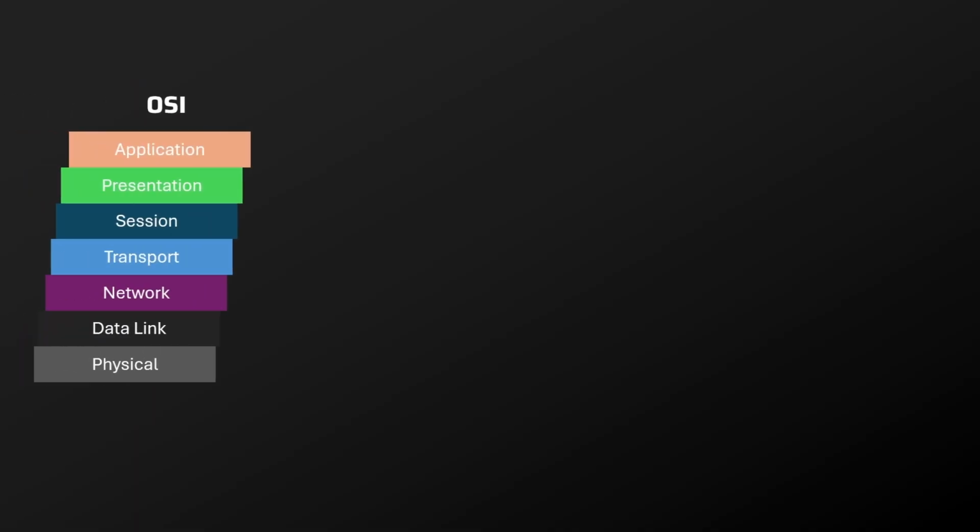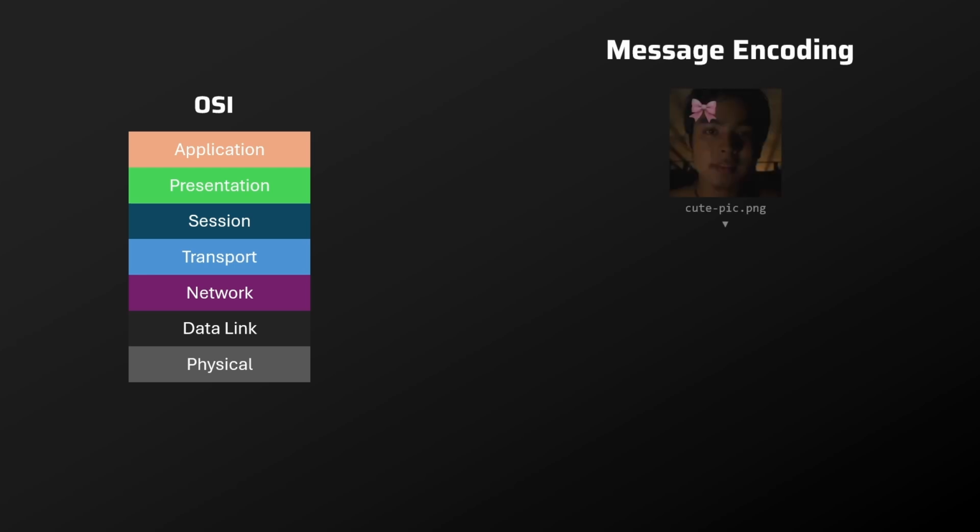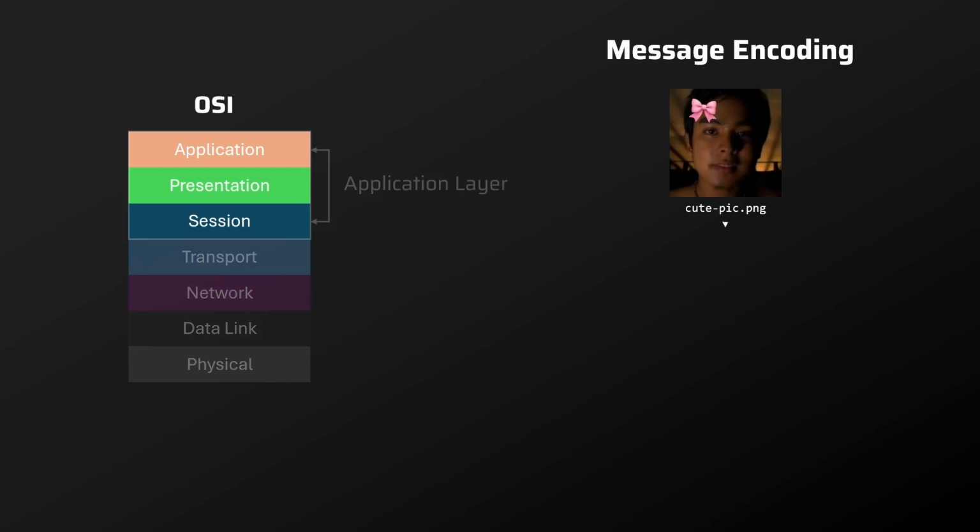We're going to use the OSI model so we can better understand each rule. I'm assuming you already have the basic understanding of the OSI model. Now let's proceed with the first one, message encoding. Let's imagine you want to send a picture to one of the computers. Encoding happens in the first 3 layers of the OSI, or the application layer.